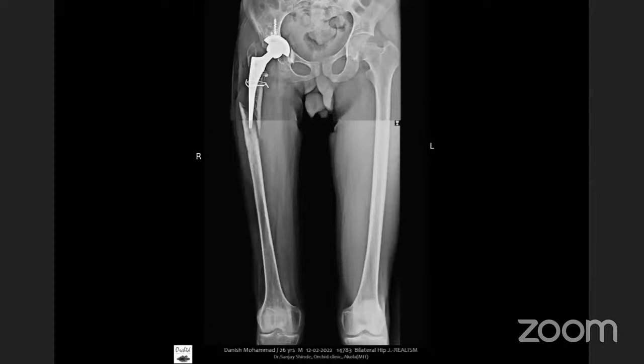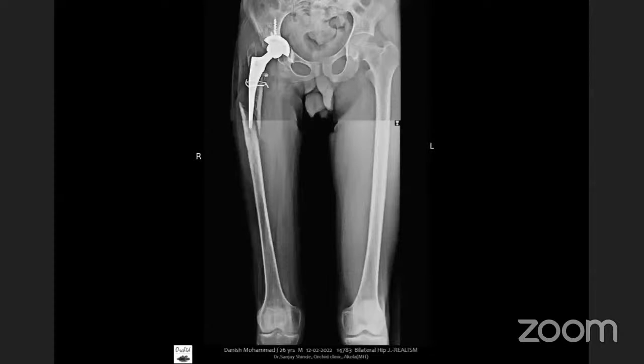I will not put on the X-fix. If possible, an antibiotic nail may be all right with something in the acetabulum to hold on. And then second stage, obviously you'll have to do the revision here. Okay. Anybody else want to opine?